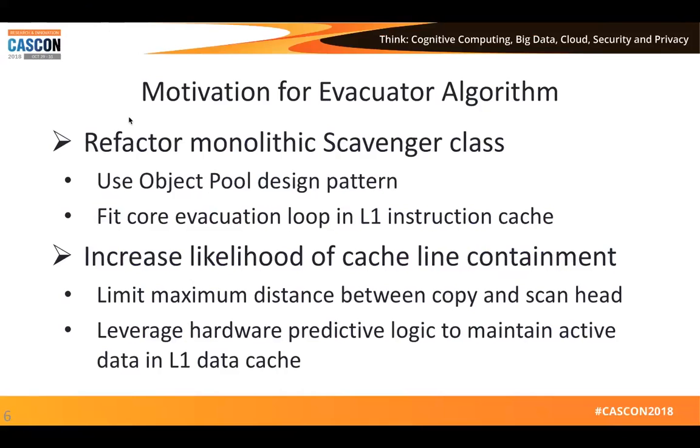So we've got a thread pool, and we have an object pool. We have a pool of evacuator instances. And when the GC thread starts up, there's a controller that binds the thread to an evacuator instance, activates the evacuator instance, and away it goes and does its task.